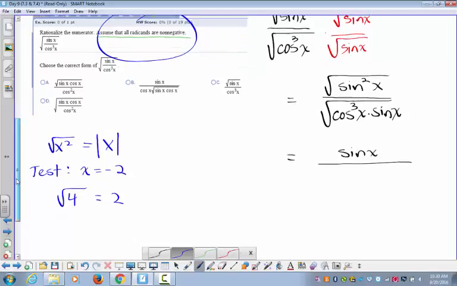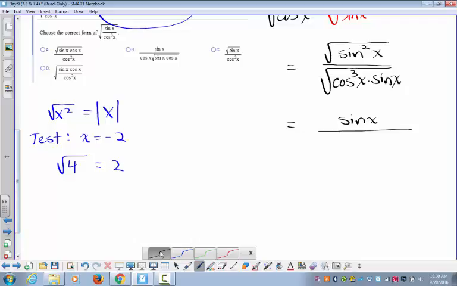All right, and then downtown, we can simplify this a little bit. That's cosine squared times cosine, so we could pull out one factor of cosine x. And then that would leave us with cosine x times sine x inside.